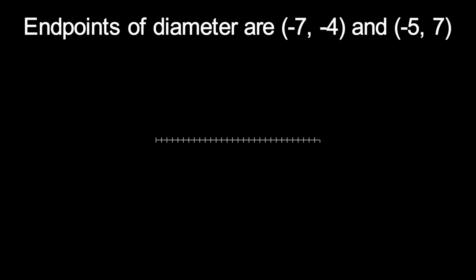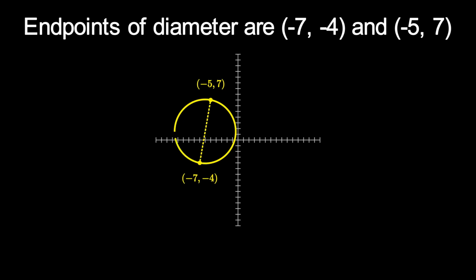So remember, if we were to sketch this, we have one point at (-7, -4) and the other at (-5, 7), and we basically have a line segment going from the first point to the other point, which is representative of the diameter of the circle. So to find the center, we want to find the point in the middle of those two points. And in order to do that, we need to utilize our midpoint formula.